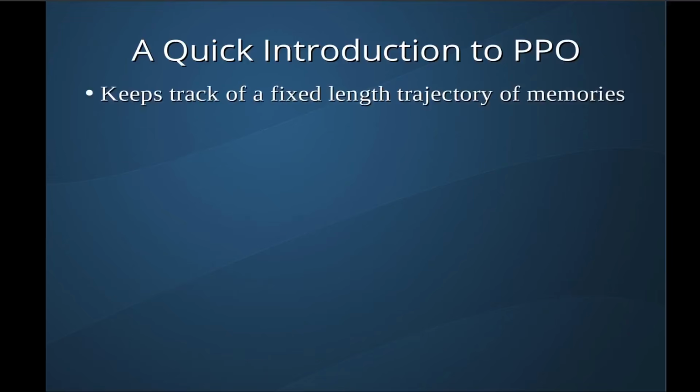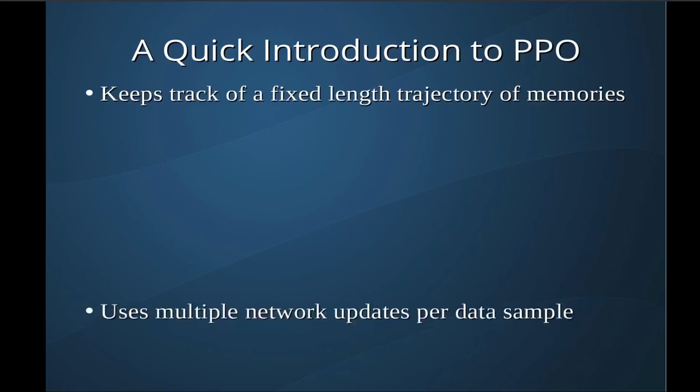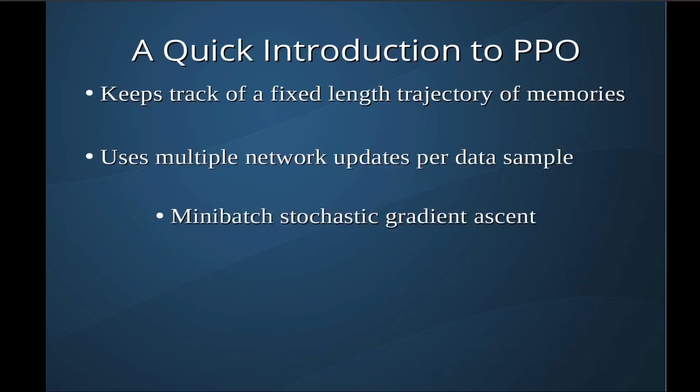Something else we're going to be doing that's different than what you may be used to is that instead of keeping track of something like, say, 1,000,000 transitions and then sampling a subset of those at random, we're going to be keeping a very small fixed length trajectory of memories. And we're going to be doing multiple network updates per data sample using mini-batch stochastic gradient descent.